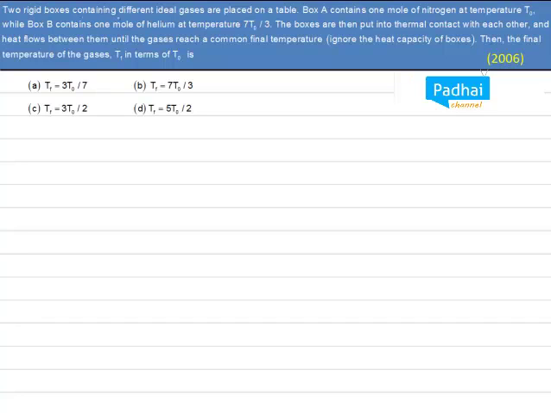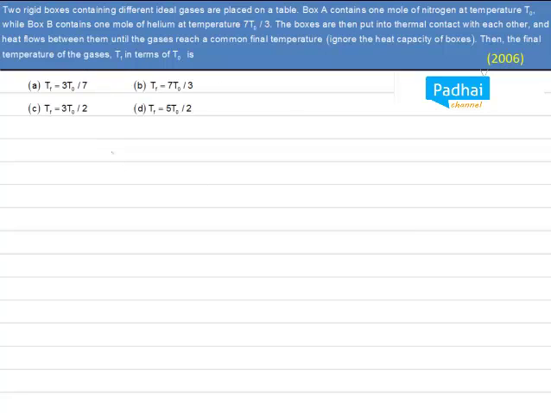Two rigid boxes containing different ideal gases are placed on a table. Box A contains 1 mole of nitrogen at temperature T0, while box B contains 1 mole of helium at temperature 7T0 by 3. The boxes are then put into thermal contact with each other and heat flows between them until the gases reach a common final temperature, right? Then the final temperature of the gases, TF, in terms of T0 is.